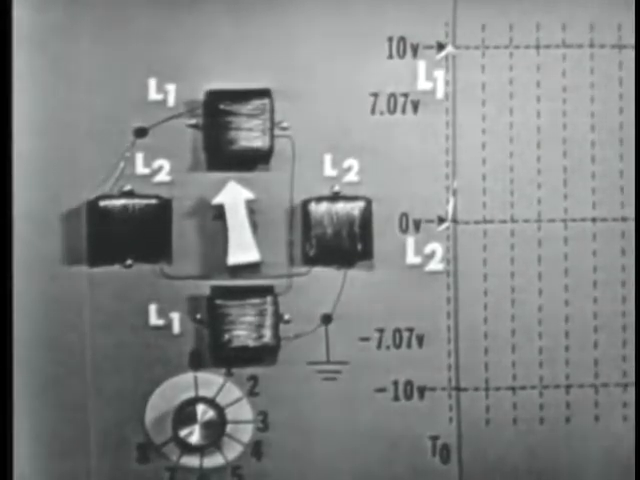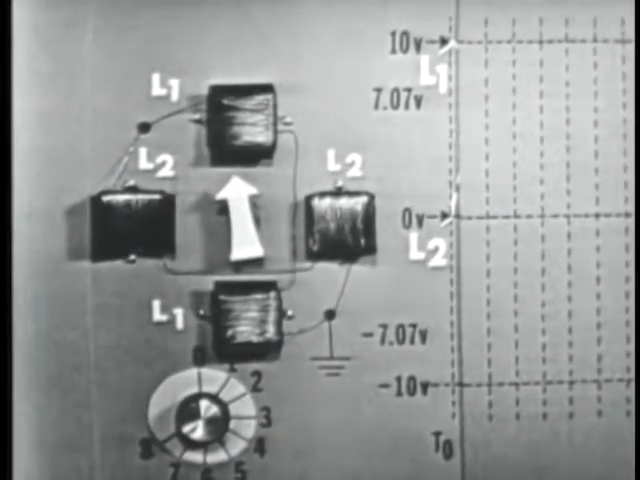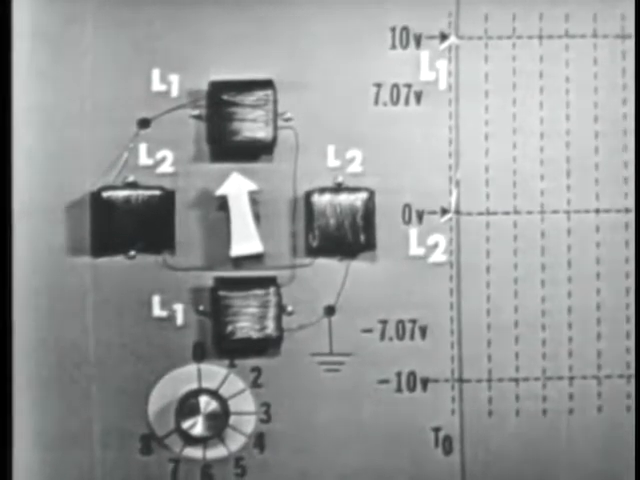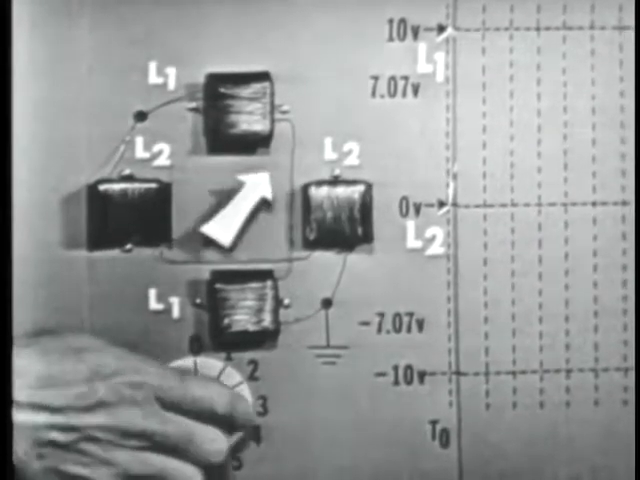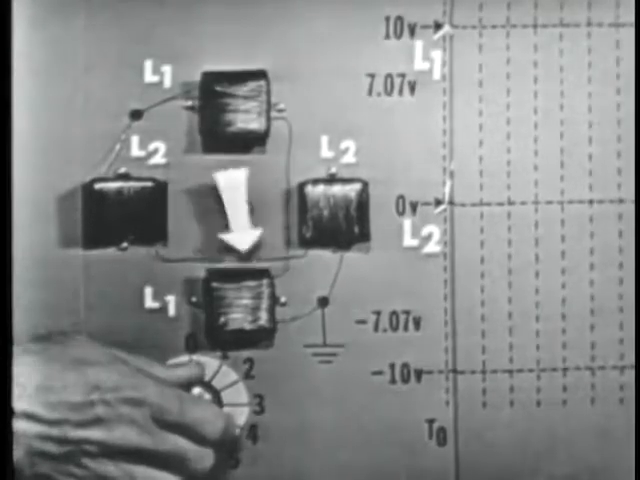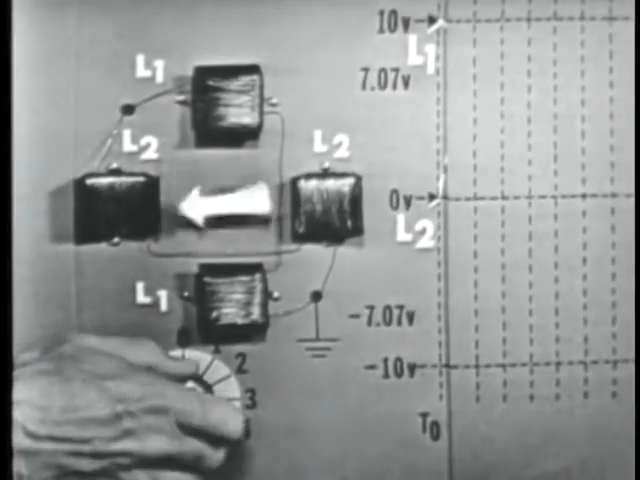Simply supply voltage with the proper polarity to cause a magnetic field to rotate 360 degrees in a clockwise direction. Now, we could just as easily produce counterclockwise rotation by reversing the direction of the windings on L1 and L2, but we chose clockwise.